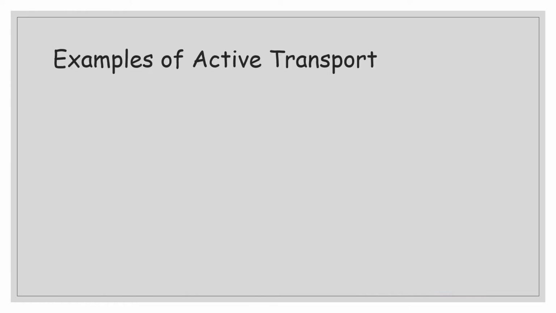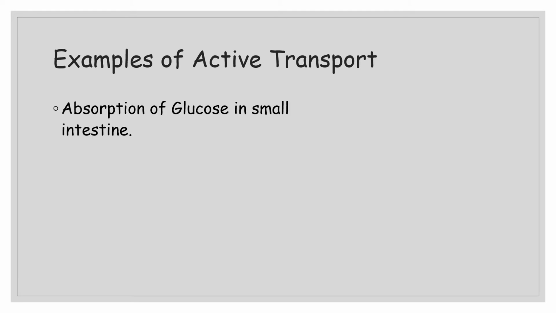So here's some examples of active transport. The first one being absorption of glucose in your small intestine. Now, if you remember from your S3 biology, obviously when you eat food, it goes through your stomach, then eventually into your small intestine, and that's when you're going to absorb that glucose into your blood supply. Now, normally that will go from high concentration inside your small intestine to low concentration in your blood.